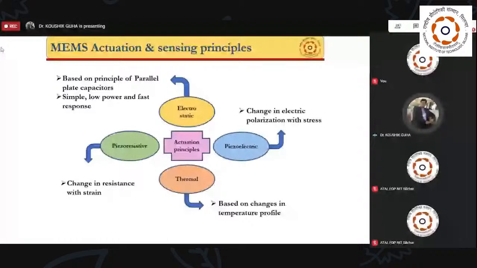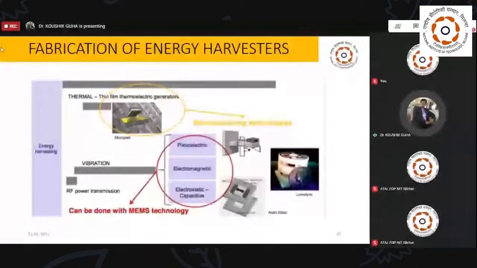So there is some fabrication of the energy harvesters. We can see the thin film thermoelectric generators, TEG. It can be fabricated using micromachining technologies. Then piezoelectric vibration energy harvester or electromagnetic. This part can also be done with MEMS technologies, and that is already existing in the reported literature.